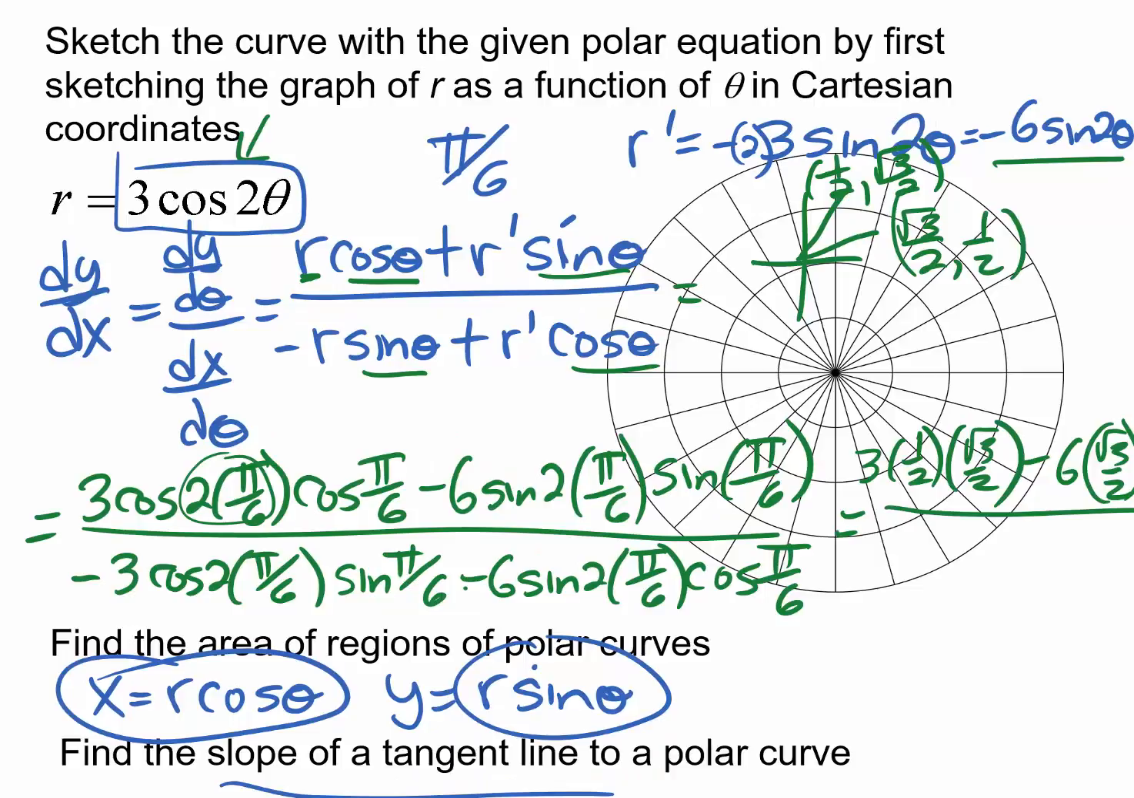And then that's going to be over negative 3 cosine of pi thirds, so the cosine of pi thirds is going to be 1/2, and the sine of pi sixths is also going to be 1/2, and then minus 6 times sine of pi thirds is square root 3 over 2, and then cosine of pi sixths is also square root 3 over 2. Oh, and I'm off the screen.